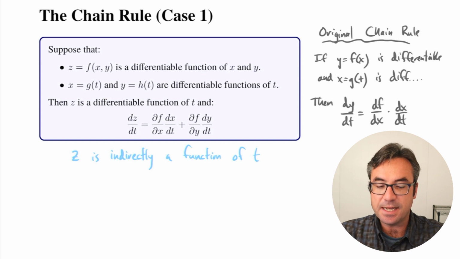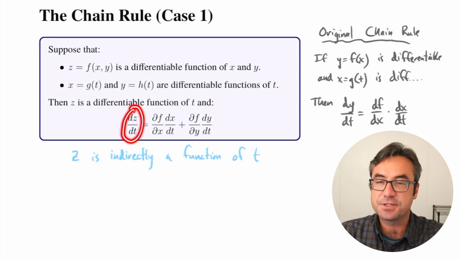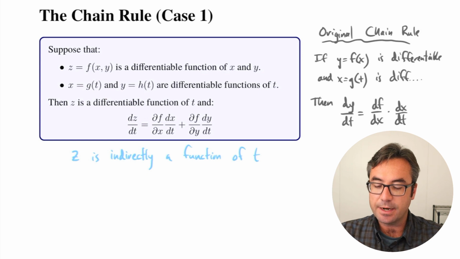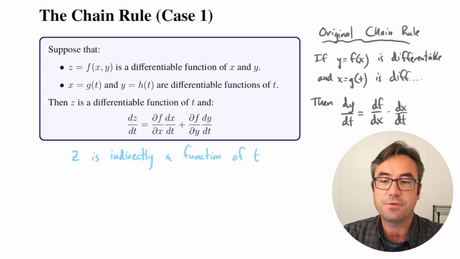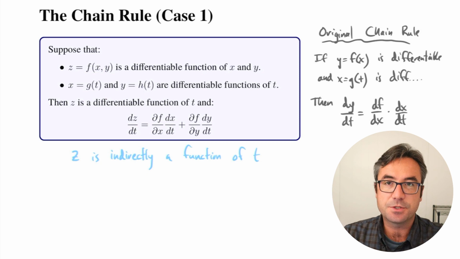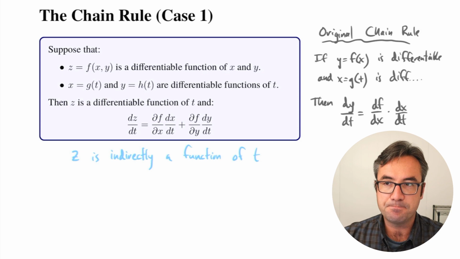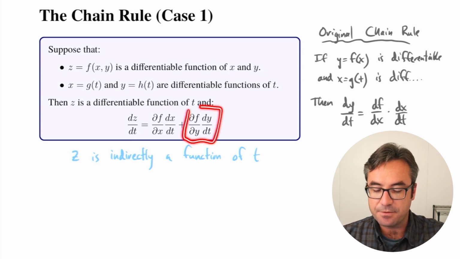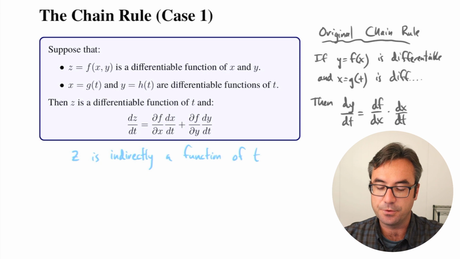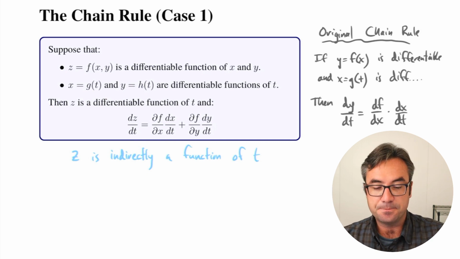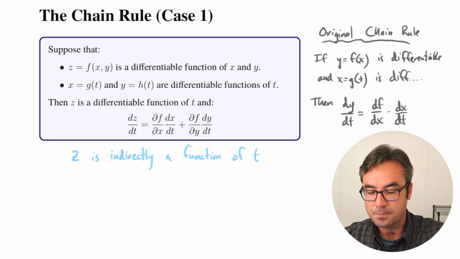And so it makes sense then to think about how does z change as time changes. So what is the derivative of z with respect to time? And the way we're going to calculate that is we're going to do the partial derivative of our function f with respect to x, and then multiply by the derivative of x with respect to time. And then we're going to do the same thing for our y variable. So we'll do the partial derivative of f with respect to y, and then multiply by the derivative of y with respect to t.